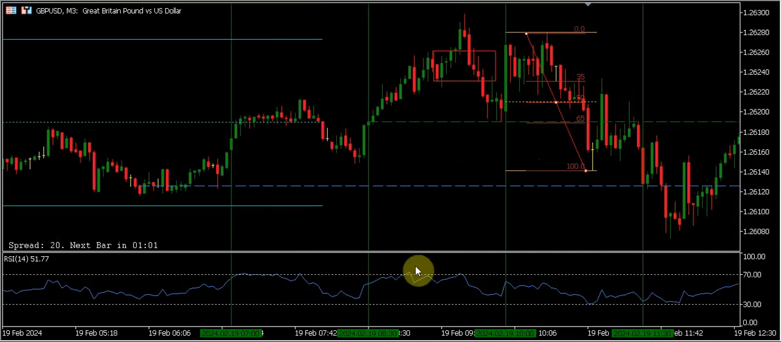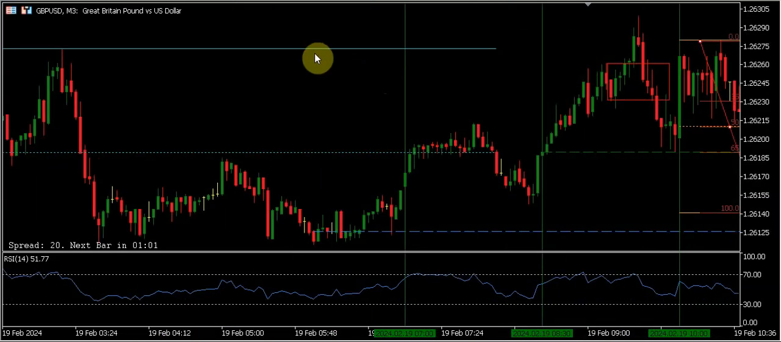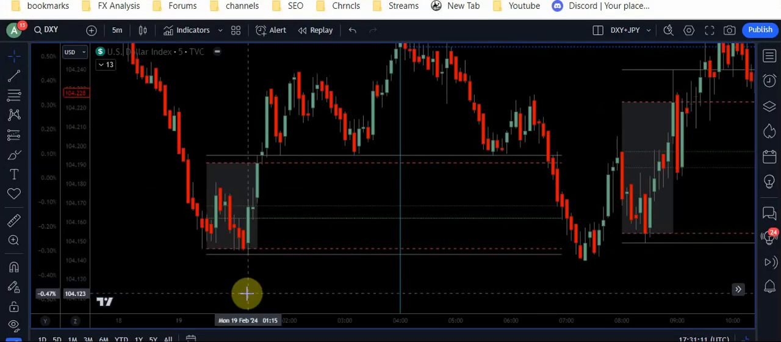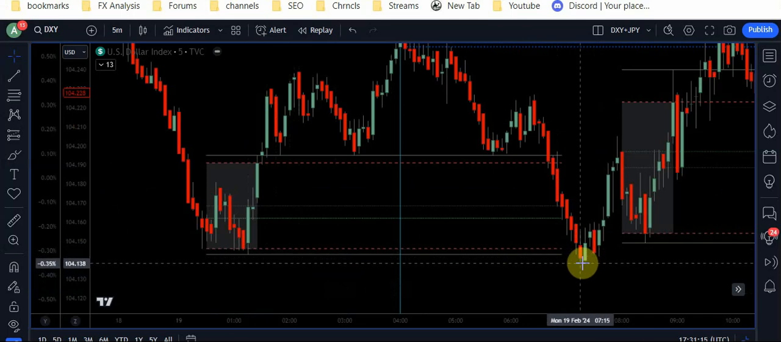Other things to note. You've got a nice little divergence here behind you, right? Higher high, lower high. Other thing, so this is the GU and it's taken liquidity to the upside and we want it to go down. What do we want to be seeing on the DXY? The exact opposite. Liquidity taken to the downside, right?